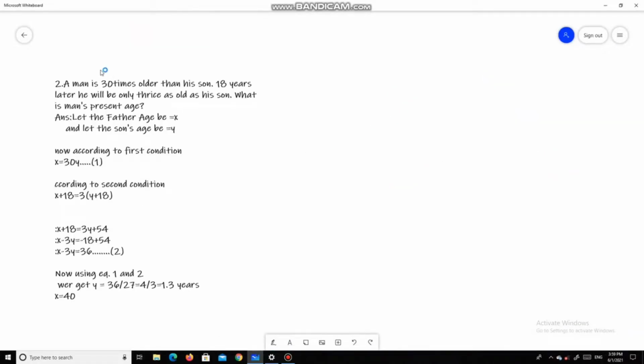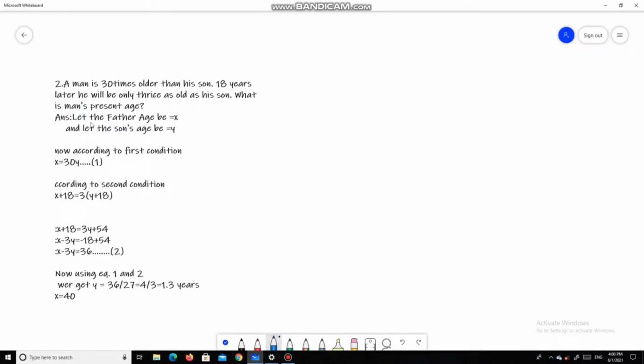Okay, next: a man is 30 times older than his son. 18 years later he will be only thrice as old as his son. What is the man's present age?